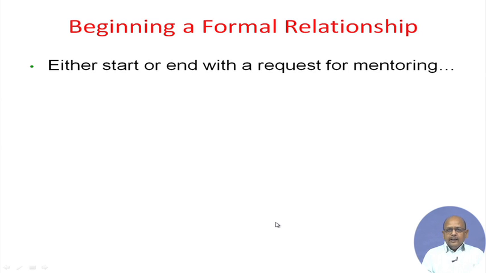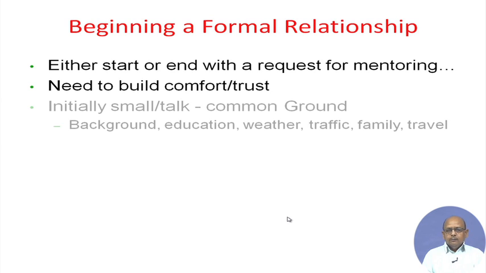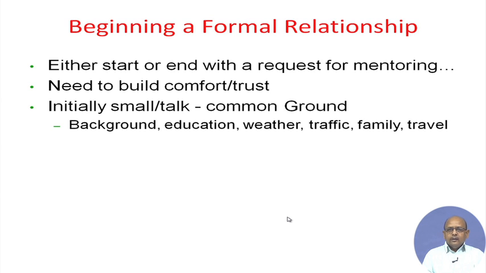So, beginning a formal relationship, either start or end with a request for mentoring, that is how it goes. Then you need to build comfort and trust, which are basically the pillars of this relationship. Initially you have some discussion which starts with background, education, weather, traffic, family, all kinds of things. This helps you to establish a good relationship in the process, right.